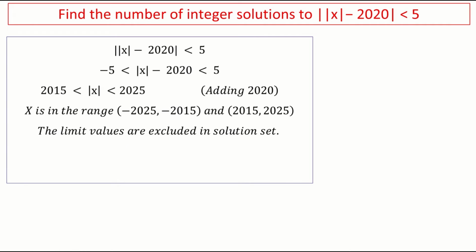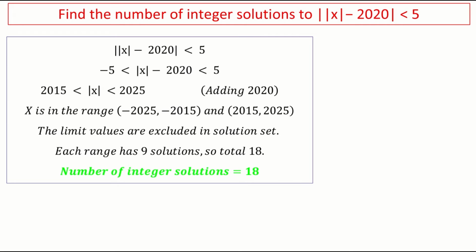If I count, I have a range of 9 in each of them. 9 here, 9 here. So the solution set consists of a total of 18. 9 plus 9. So the number of integer solutions is 18. This is easy, right? Next.